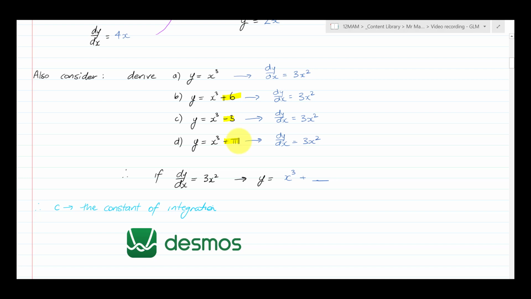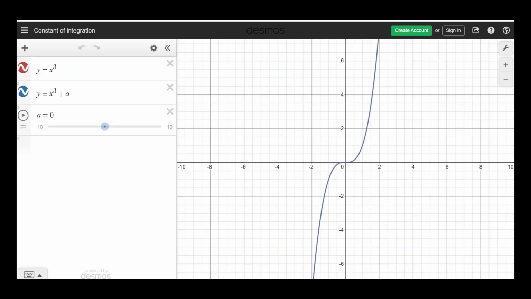So let's have a look at the effect of that on Desmos. So here's my link from the OneNote. It just leads to this really simple thing here. But I want to show you, this is with the x cubed again, here's my x cubed graph.